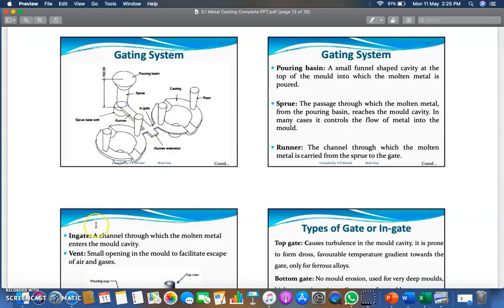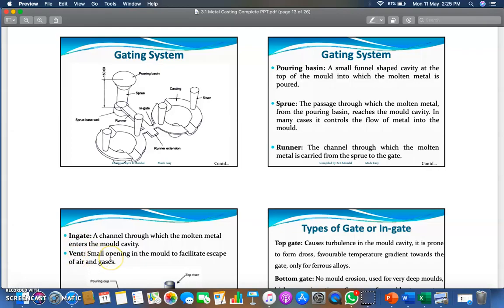Next is your ingate. The ingate is a channel through which the molten metal enters the mold cavity, from either the left or the right. So this is the gate, or a point from where molten metal starts entering the mold cavity. That is called the ingate.